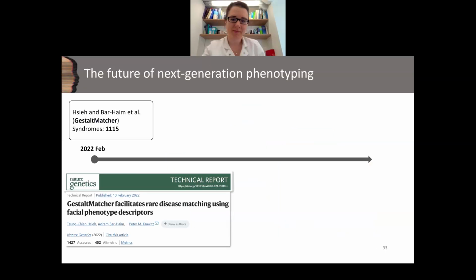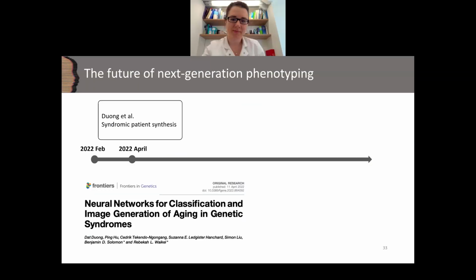So yeah, this is just some future vision in this kind of technology. In 2022, we pushed the boundary to more than 1,000 disorders, which is our GestaltMatcher paper. And then later in the same year, Dawn et al. from NIH in the United States also worked in a different direction in this field, which is they tried to use the GAN model, StyleGAN, to generate synthesized faces of patients.